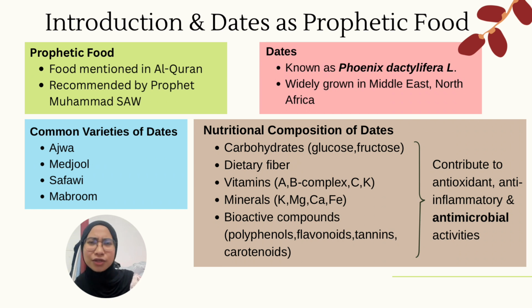Next, we're going to move into the introduction and dates as prophetic foods. You guys must be wondering, what is prophetic food? So prophetic food is a food that is mentioned in Al-Quran and recommended by our Prophet Muhammad sallallahu alaihi wasallam. So dates. What is the scientific name? The scientific name is Phoenix dactylifera L, which is widely grown in the Middle East and North Africa.